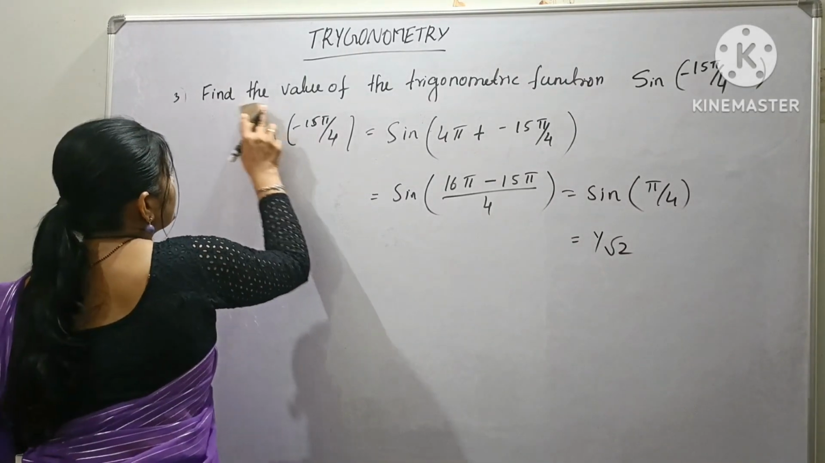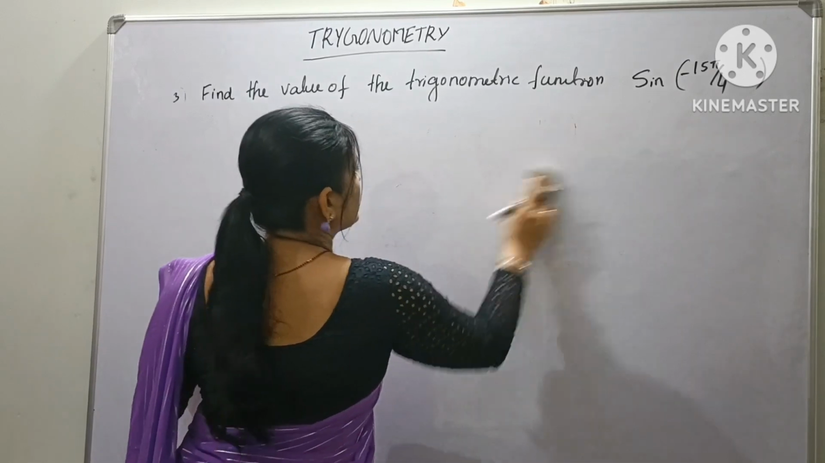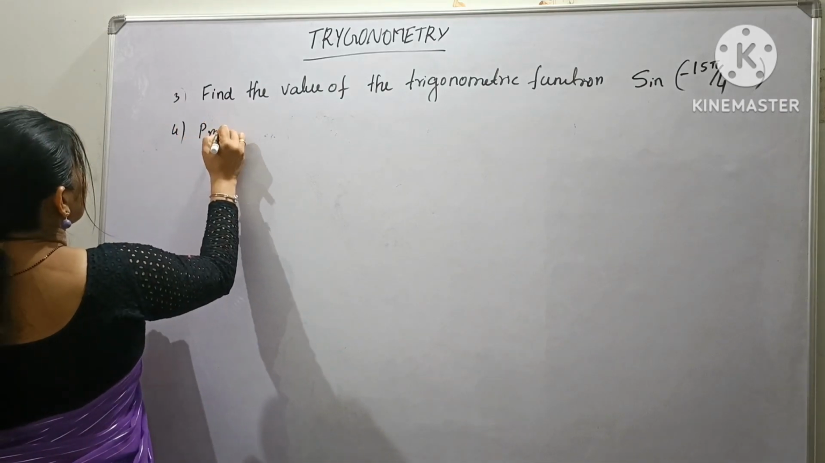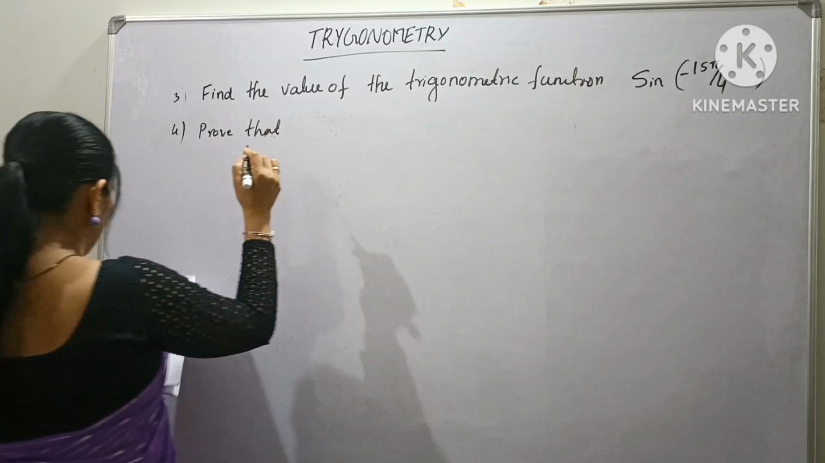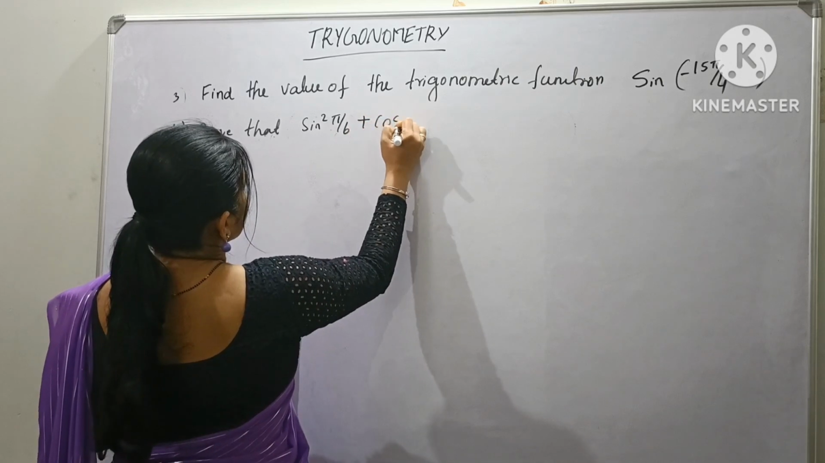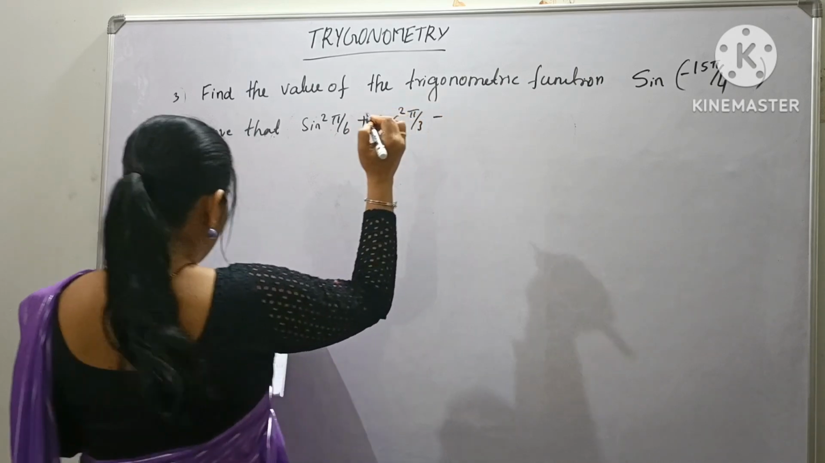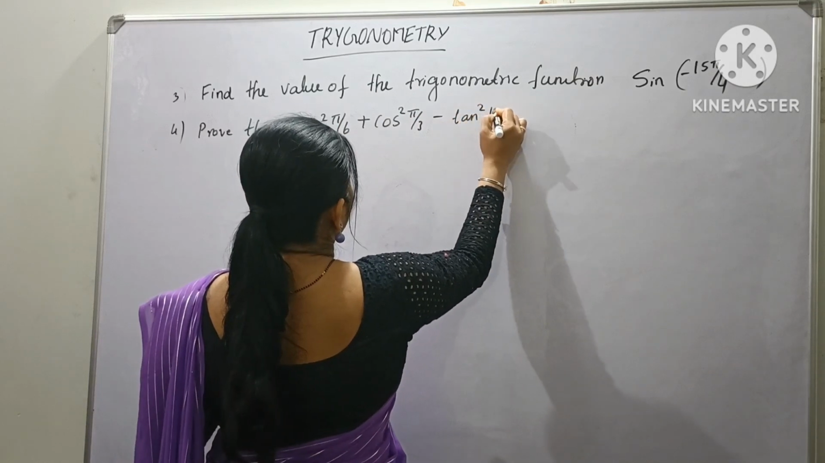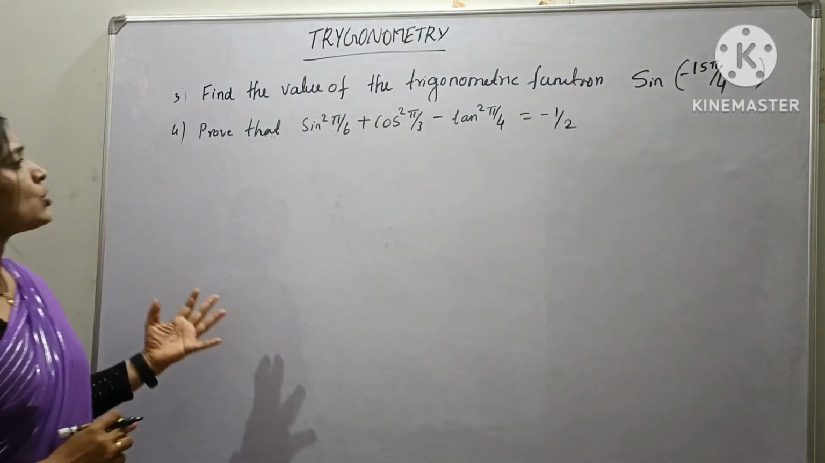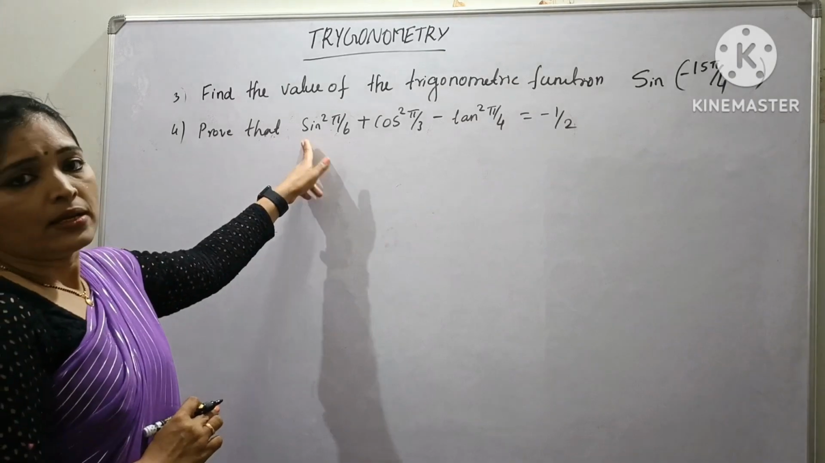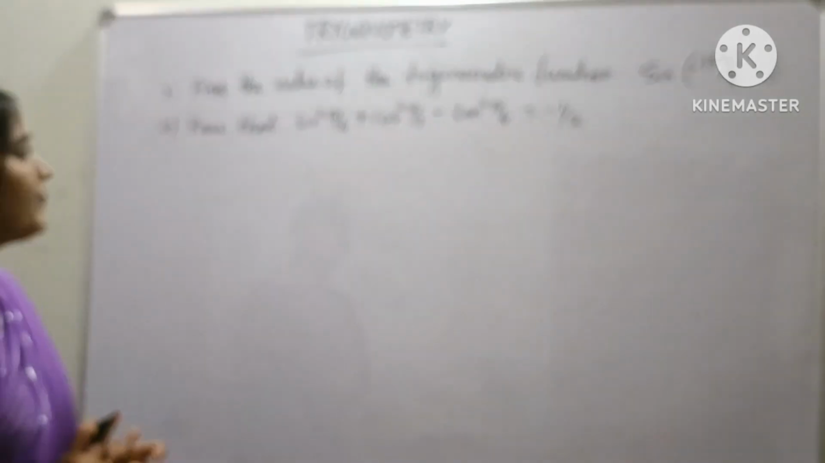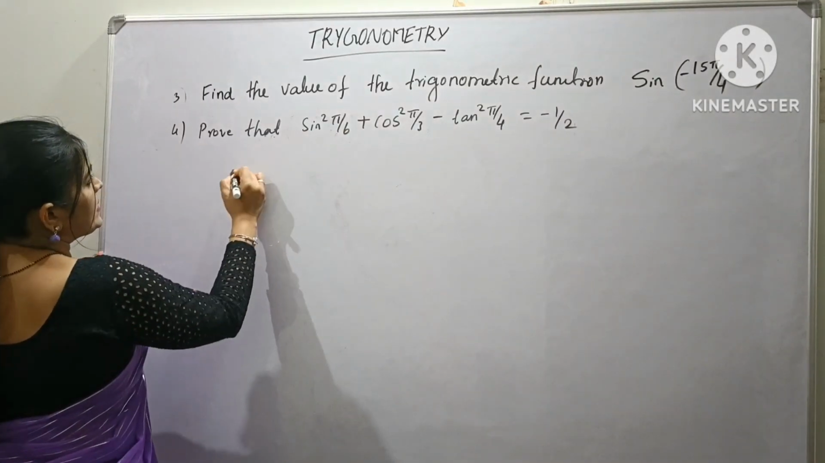Okay, next question. Prove that sine square pi by 6 plus cos square pi by 3 minus tan square pi by 4 is equal to minus 1 by 2. See, we can prove this one very easily, right? Just by substituting all these values: sine value, cos value, tan pi by 4 value. So let us take LHS.